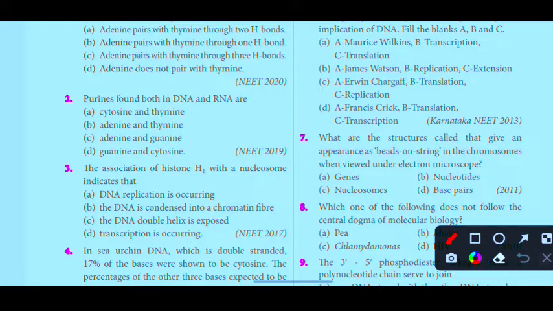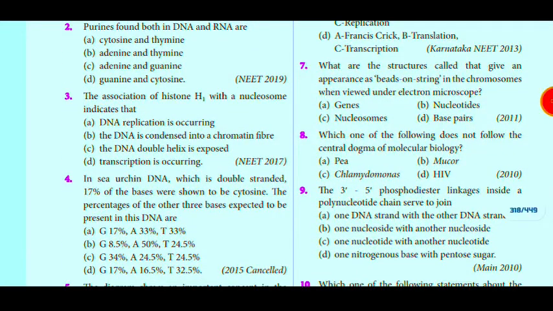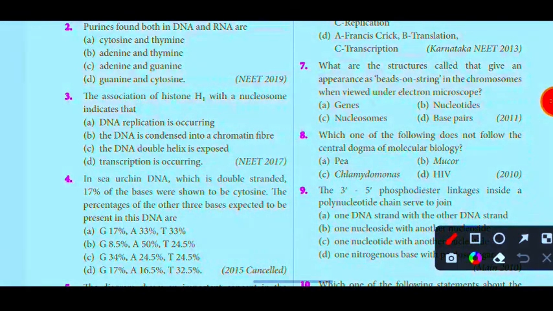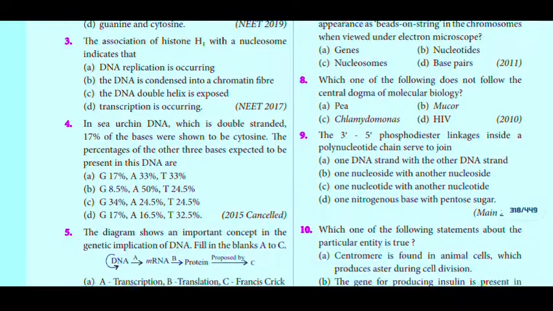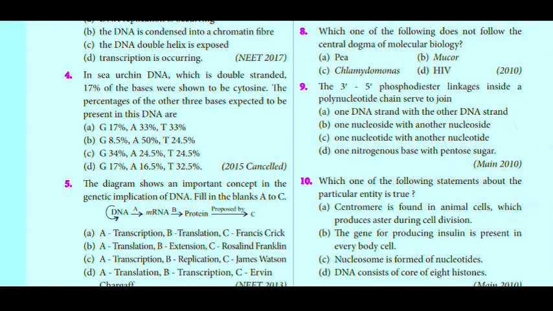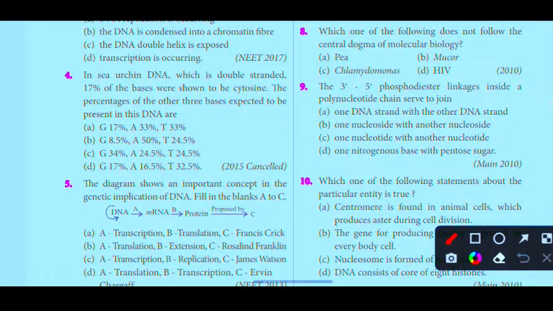The third question is, the association of histone H1 with the nucleosome indicates that. Option A is DNA replication is occurring. Option B is the DNA is condensed into a chromatin fiber. Option C is the DNA double helix is exposed. Option D is transcription is occurring. The answer for this question is the DNA is condensed into a chromatin fiber. That is option B.